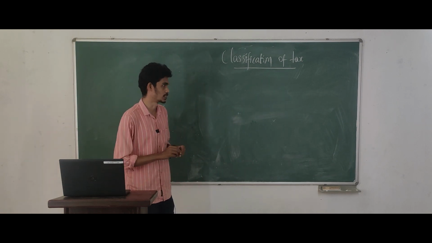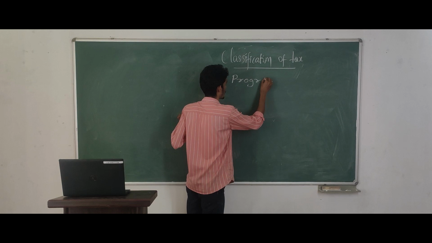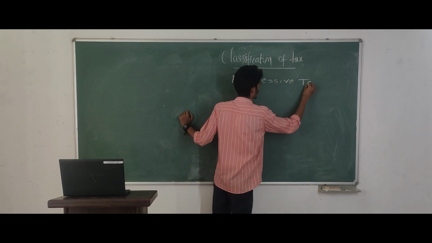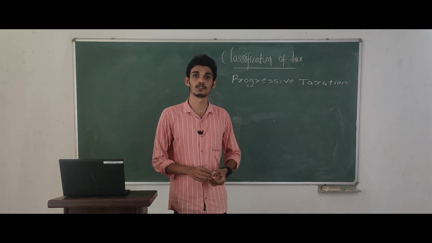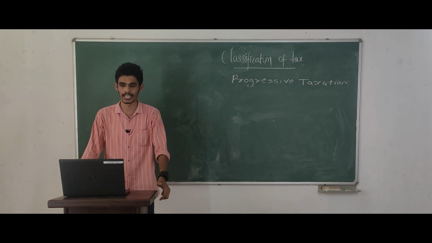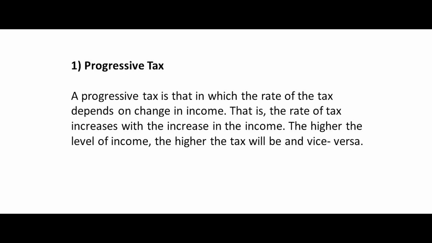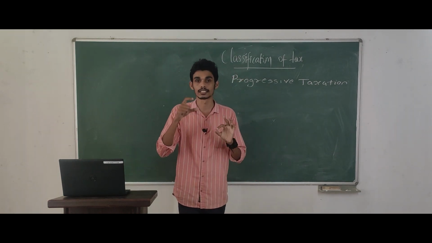First one, progressive taxation. Progressive taxation shows the relationship between tax rate and tax base. A progressive tax is one in which the rate of the tax depends on change in income. That is, the rate of tax increases with the increase in income. The higher the level of income, the higher the tax will be, and vice versa. That means in the case of progressive taxation, it shows the positive relationship between tax base and tax rate. If income increases, tax rate also increases.